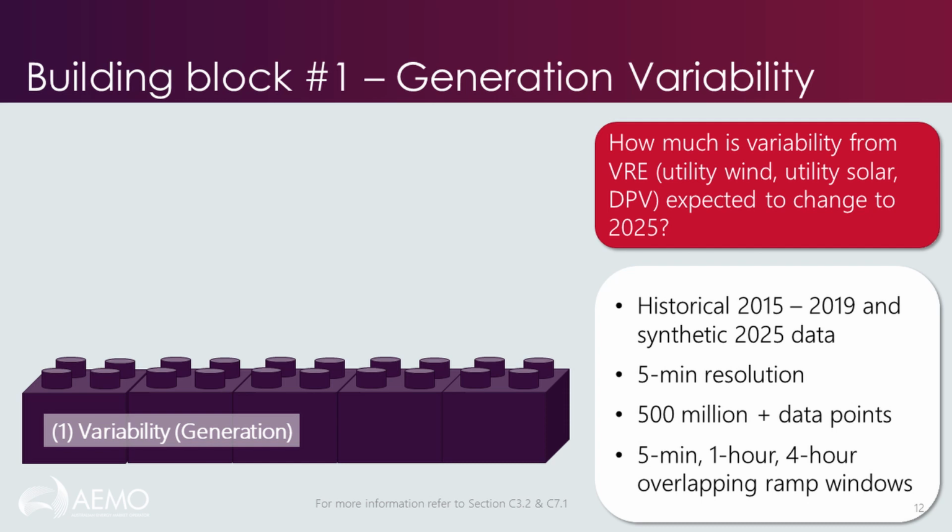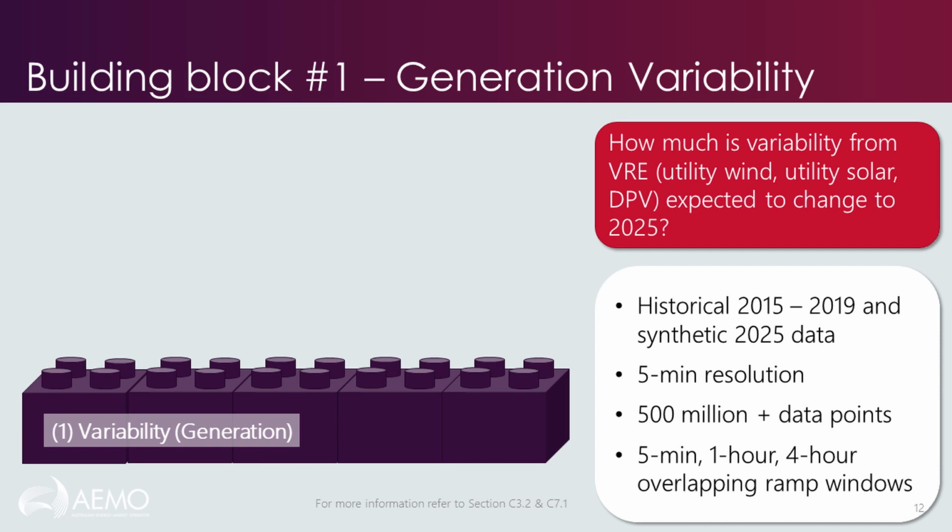We analysed a 5-minute resolution dataset covering a 4-year historic period and also a future synthetic year. So it's important to note here that each ramp was taken as the megawatt difference between the start and the end of an interval, so the difference between 2 instantaneous points. The analysis in the report covers ramps over 5-minute, 1-hour, and 4-hour overlapping intervals.